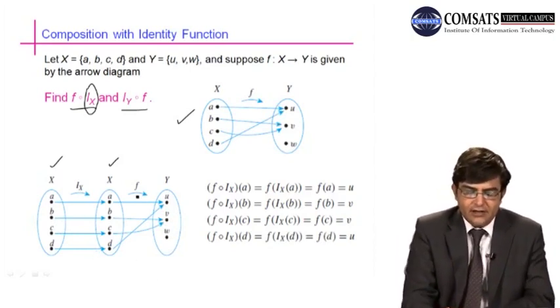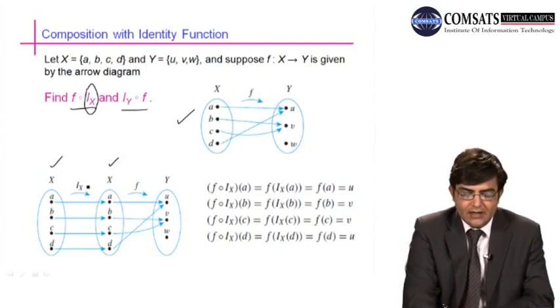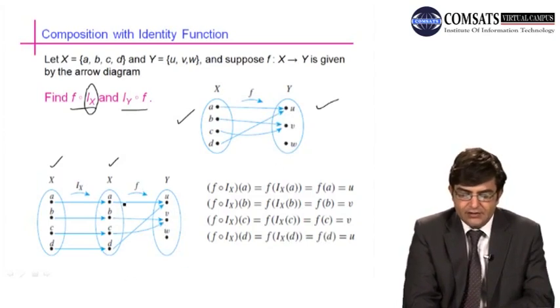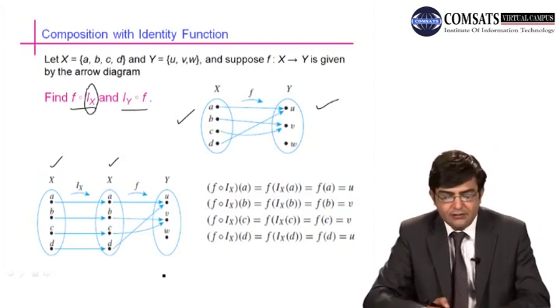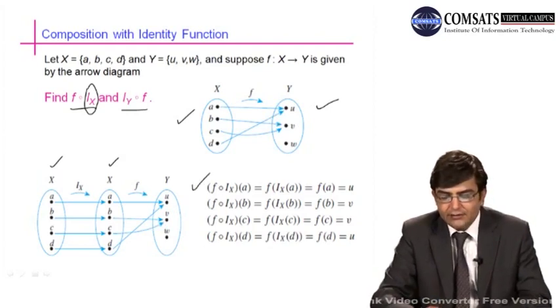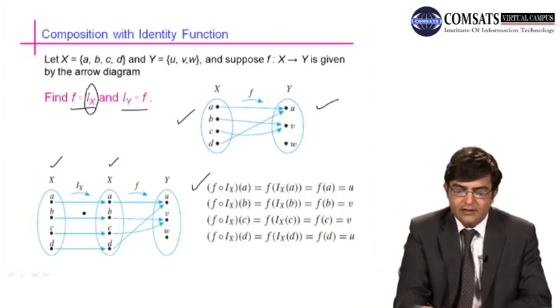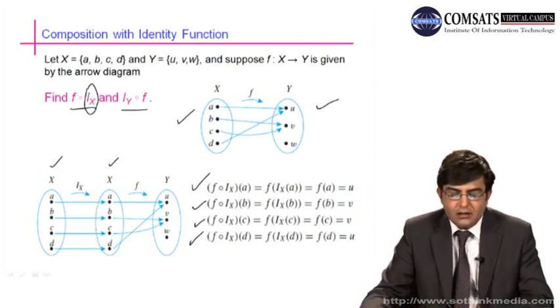Then we define f on the codomain, basically the range of I x. A is related to U, the same as we have defined here. A is related to U, B is related to V, C is related to V, and D is related to U. So this is basically the composition of I x with f. You can see f circle I x of A is f of I x of A, I x of A is A, so f of A is U. This is how we can find all the images of the composition f circle I x.